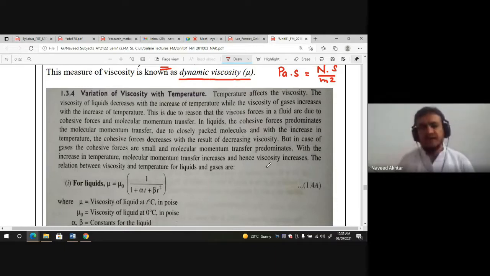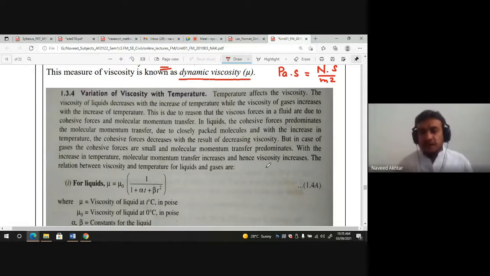In liquids the cohesive forces are predominant, and the molecular momentum is transferred between closely packed molecules. With the increase in temperature, the intermolecular cohesive forces decrease. As a result, the viscosity decreases in case of liquid.